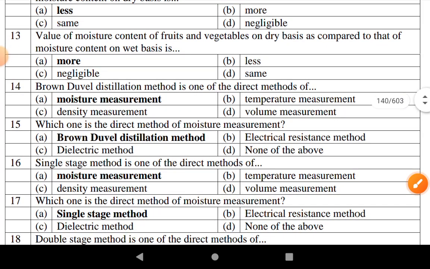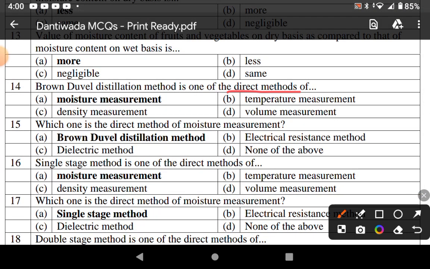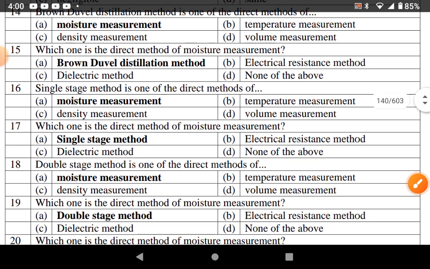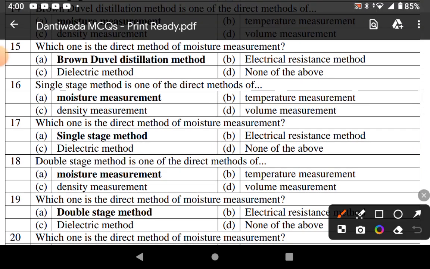Brown dual distillation method is one of the direct methods of moisture measurement. Which one of the following is a direct method of moisture measurement? It is Brown dual distillation method. Single stage method is one of the direct methods of moisture content. Which one of the following is a direct method of moisture content? It is single stage method.